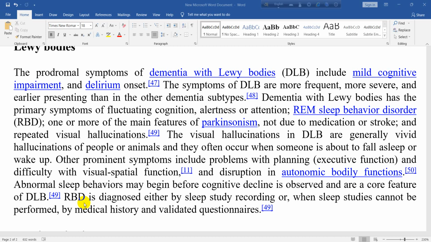REM sleep behavior disorder, or RBD, is diagnosed either by sleep study recording or, when sleep studies cannot be performed, by medical history and validated questionnaires.